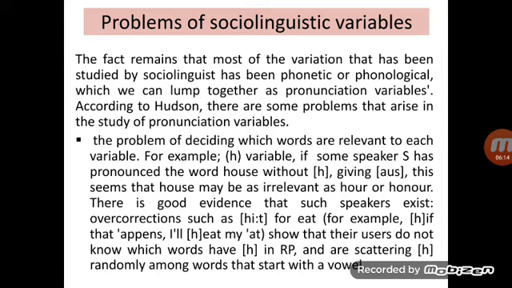For example, the h variable. If some speaker has pronounced the word house without h, giving 'ouse, this seems to suggest that house may be irrelevant for other words such as hour or honor. There is good evidence that such speakers exist. Overextensions such as heat for eat, for example, if that happens, I will heat my yacht, show that their users do not know which words have h in received pronunciation, and are scattering h randomly among words that start with a vowel.